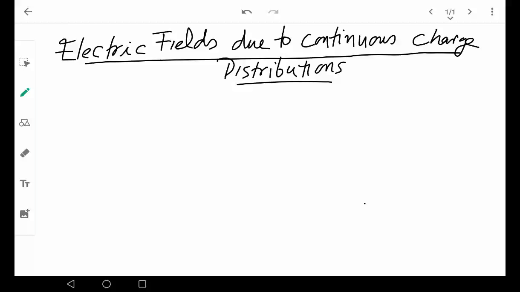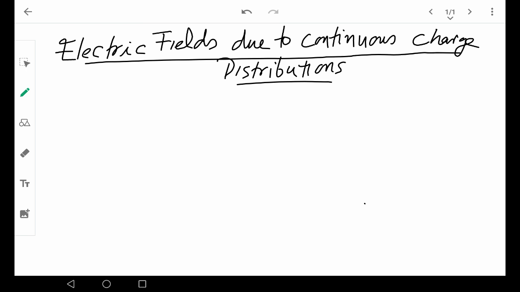Students, in this lecture we will study the electric fields due to continuous charge distributions. Because in the previous lecture, we studied how an electric field is formed by charges at a particular point. That is, you have point charges Q1, Q2, and so on at different points, and you want to find the electric force or electric field at a particular point. That's what we have studied.